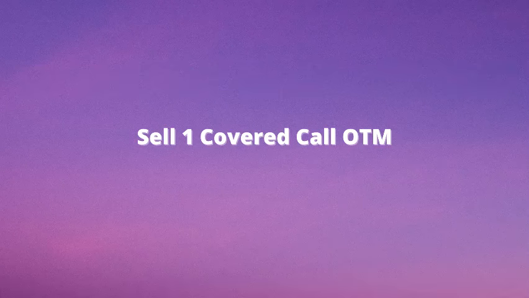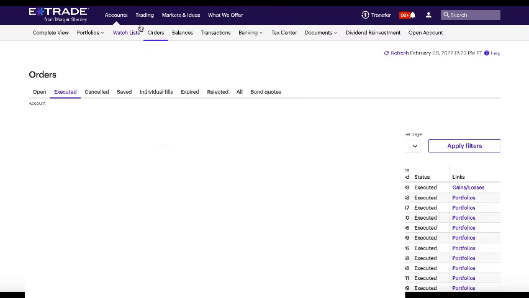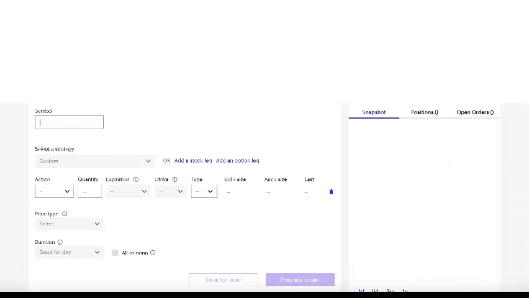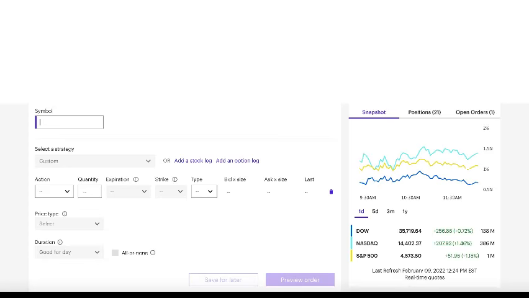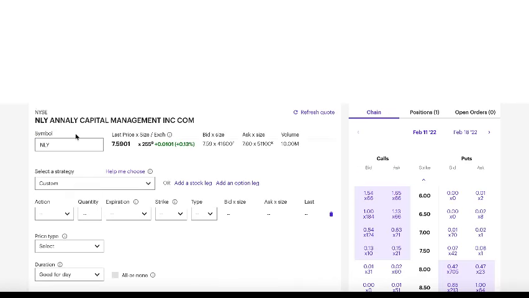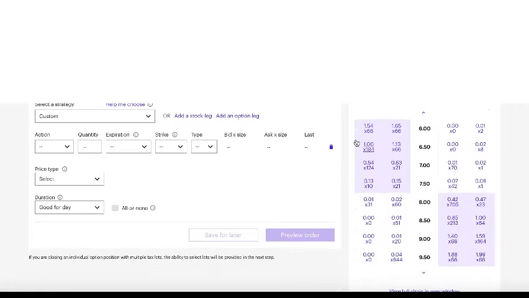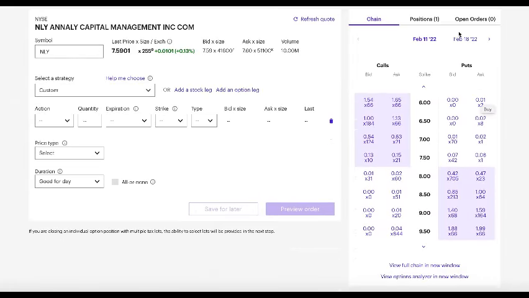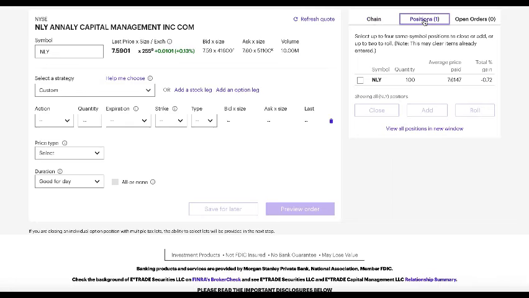Now we're going to sell one covered call OTM, or out of the money. Click trading, click options up at the top. Enter your ticker symbol, mine is NLY. Now look to the right of your screen. You will see all of the prices you can generate for renting out your shares, as long as it's after 9:45 a.m. Go to positions.